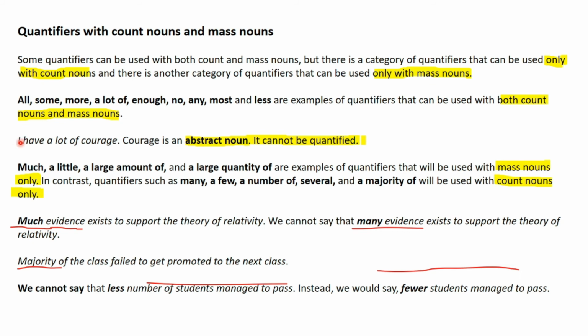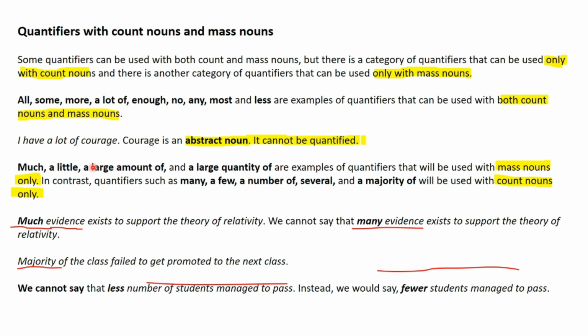Look at this example. I have a lot of courage. In this example, a lot of is a quantifier, a determiner that is modifying the noun phrase courage. Courage, which is an abstract noun and cannot be quantified. Therefore, it's a mass noun. And we have used this determiner a lot of to modify courage.